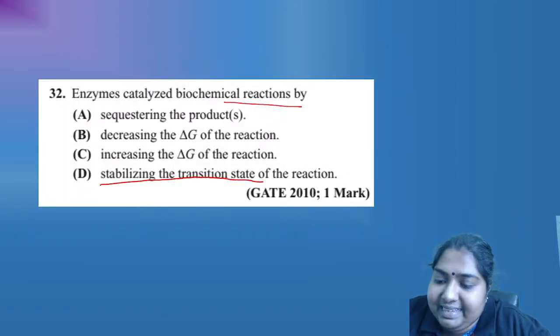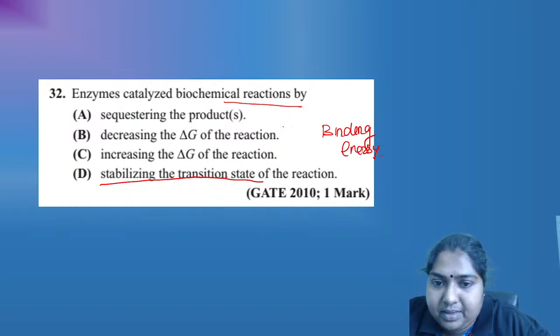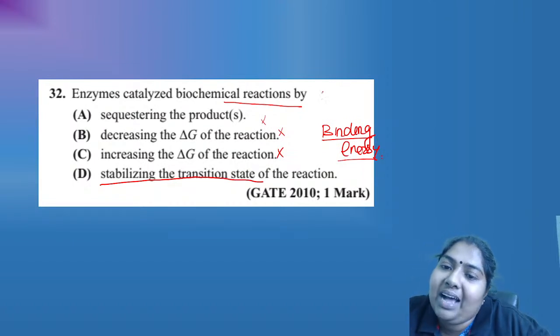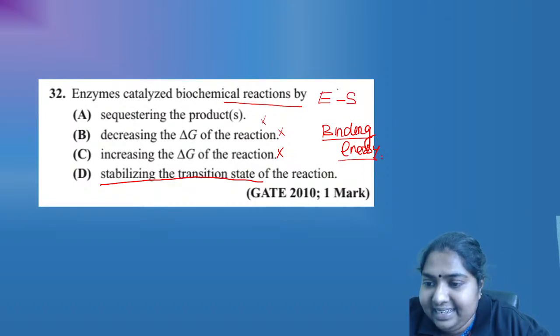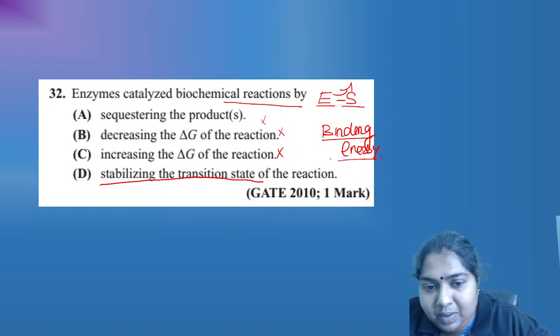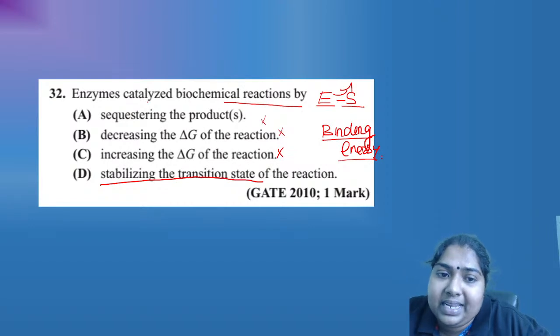It is not by decreasing delta G, but it is by the binding energy. I agree delta G is decreased. How? By means of the energy released by binding. If you have an enzyme and the substrate, when they bind they release a lot of energy. This energy, due to the interaction between the enzyme and the substrate, is what is called binding energy. That energy is going to reduce the barrier, but this is the effect.